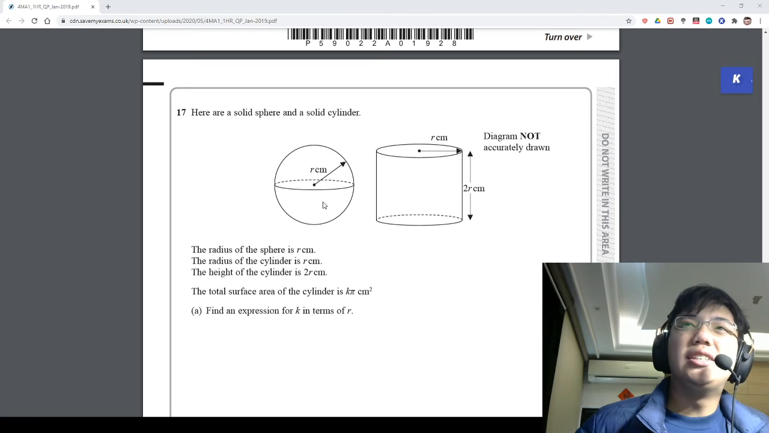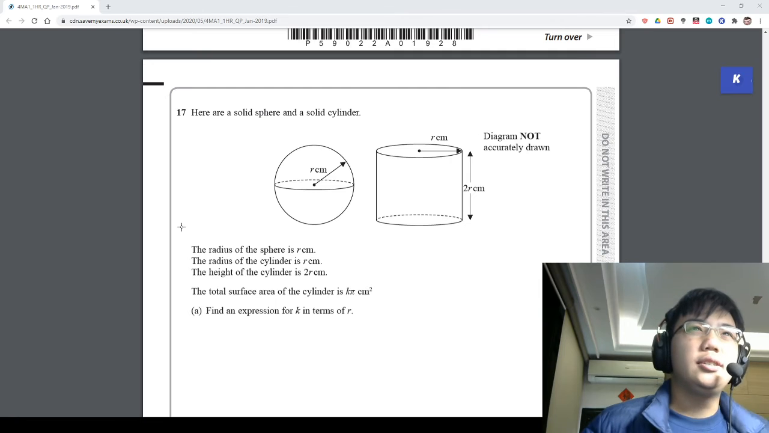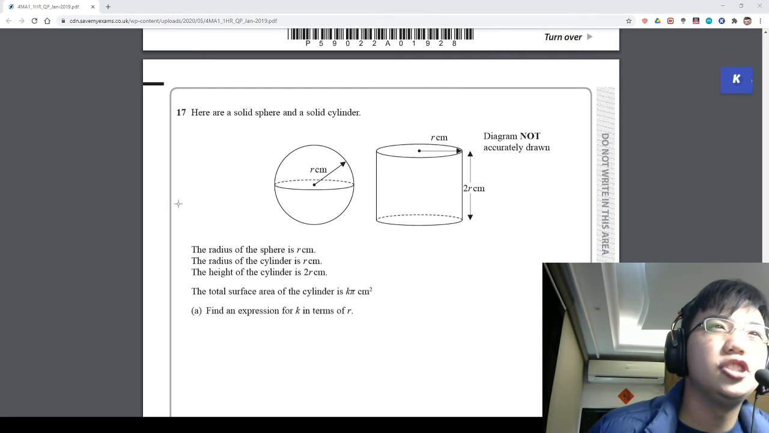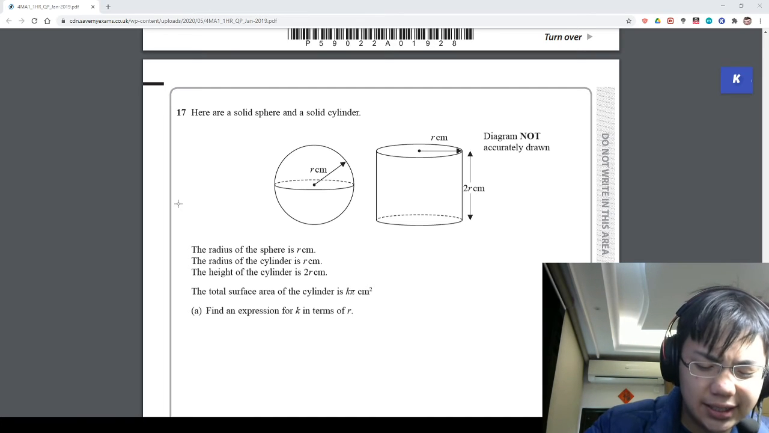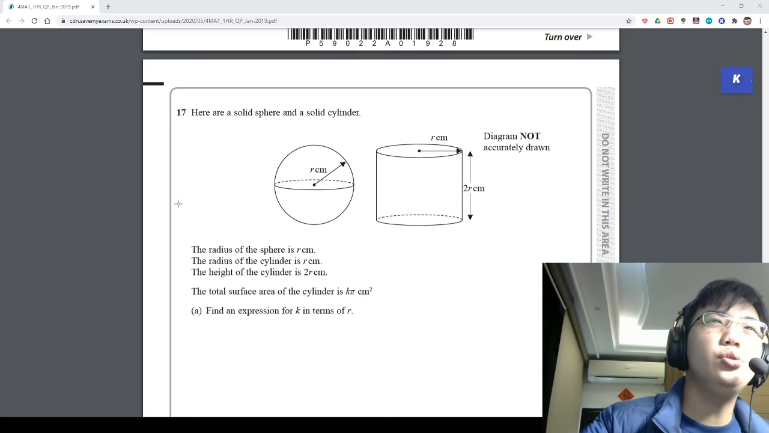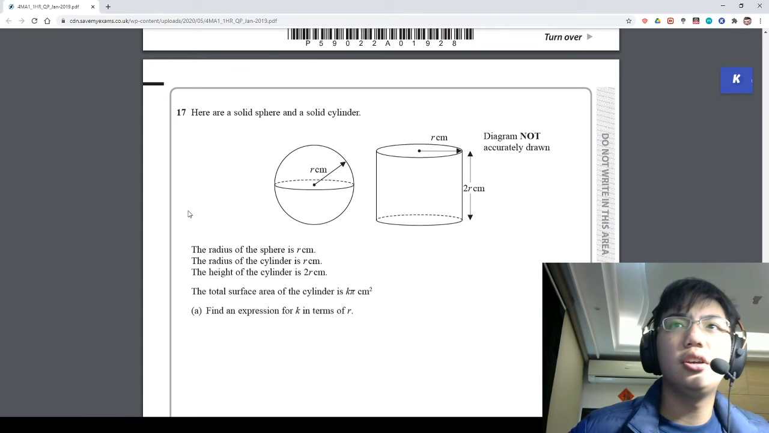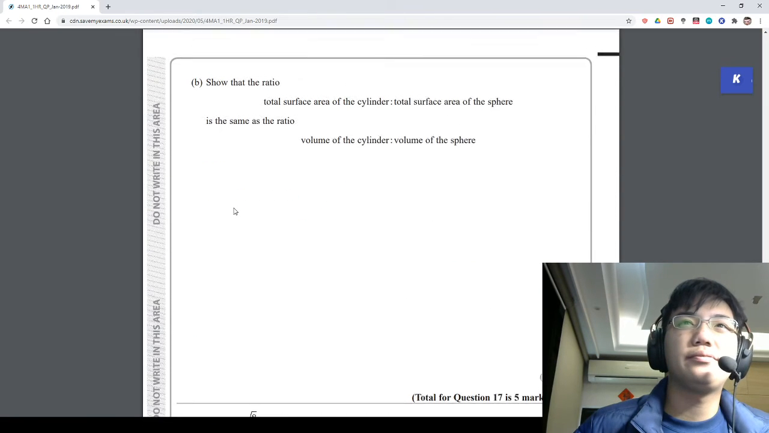So what we need to do is find an expression for k in terms of r. The question states that the radius of the sphere is r, the radius of the cylinder is also r, so we have the same radius for the sphere and the cylinder. And the height of the cylinder is 2r centimeters. The total surface area of the cylinder is k times pi centimeters squared. And for part A, we need to find the expression for k in terms of r.